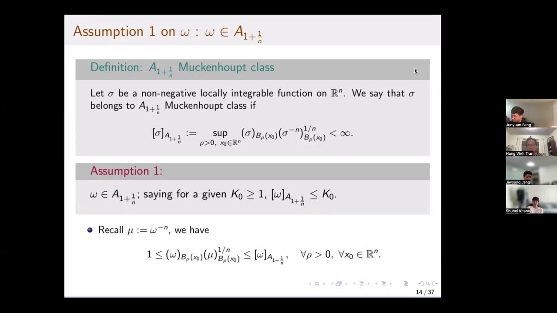There's a remark: since we define mu as omega to the negative n, by this definition, if we replace sigma by omega, this term will be omega, then sigma to the negative n will just be mu. So we have this quantity less than the characteristic number for every ball. Also, the left-hand side is bigger than 1, which you can get simply by the Holder inequality. It has a lower bound bigger than 1. So we will use this in the proof later on.